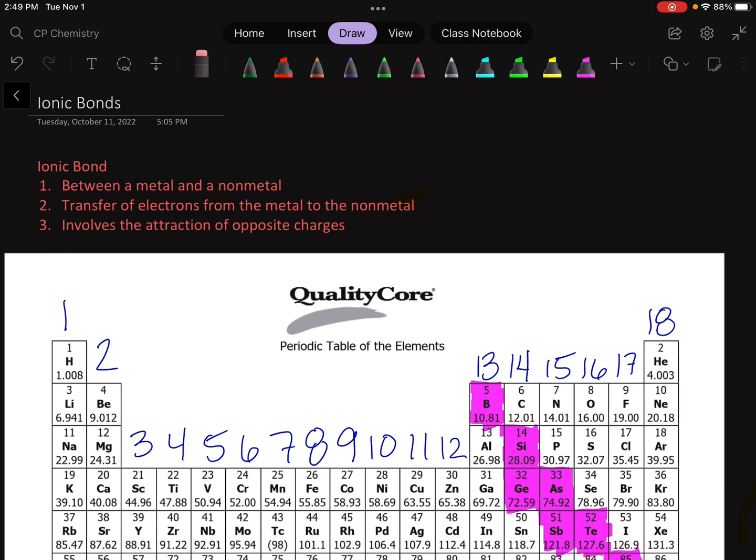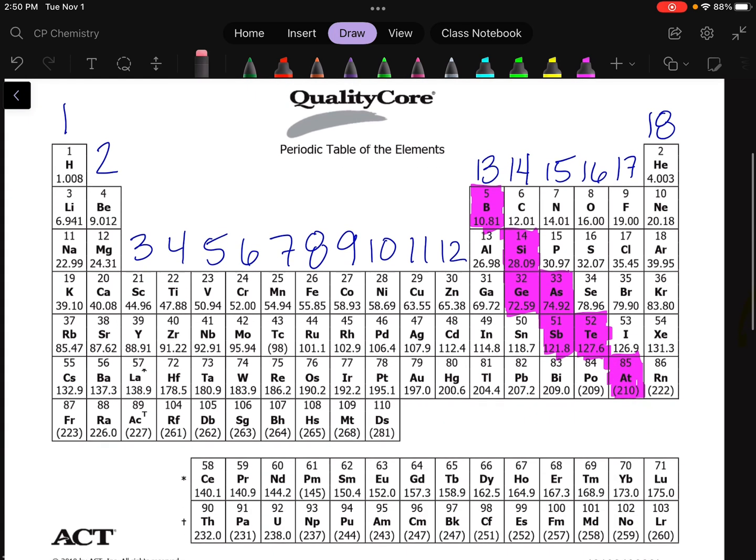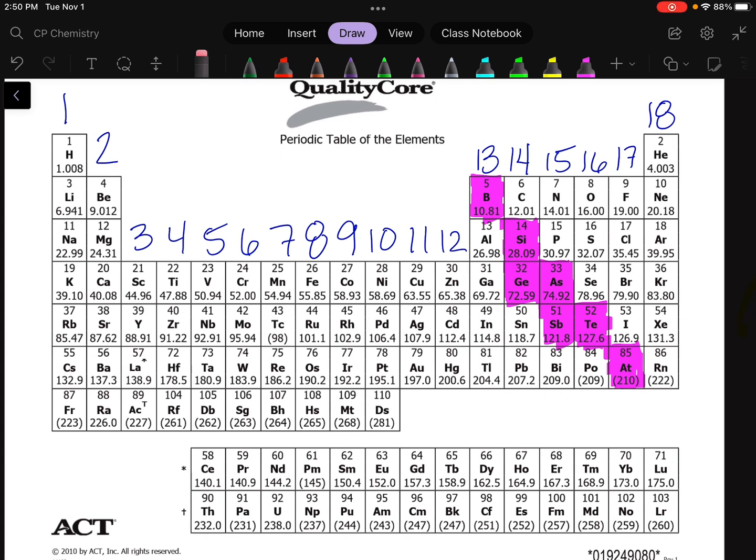charges that are formed. So we've already discussed ions and how ions are formed from the gaining or losing of electrons. Metals lose electrons and become cations, which are the positive ions, and nonmetals gain electrons and become anions, which are negatively charged ions. Okay, so with all of that information, let's look at our periodic table.